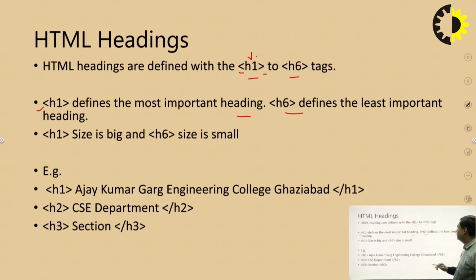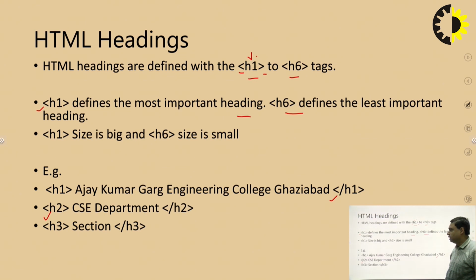H1 is a big size, H6 is a small size. For example, suppose you want to display the college name, it should be in the big size. So therefore it is written in the H1: Ajay Kumar Garg Engineering College, Ghaziabad. And the department is basically the subpart of the institute, therefore its size should be a little bit less than H1. So it is written with the help of the H2 tag.